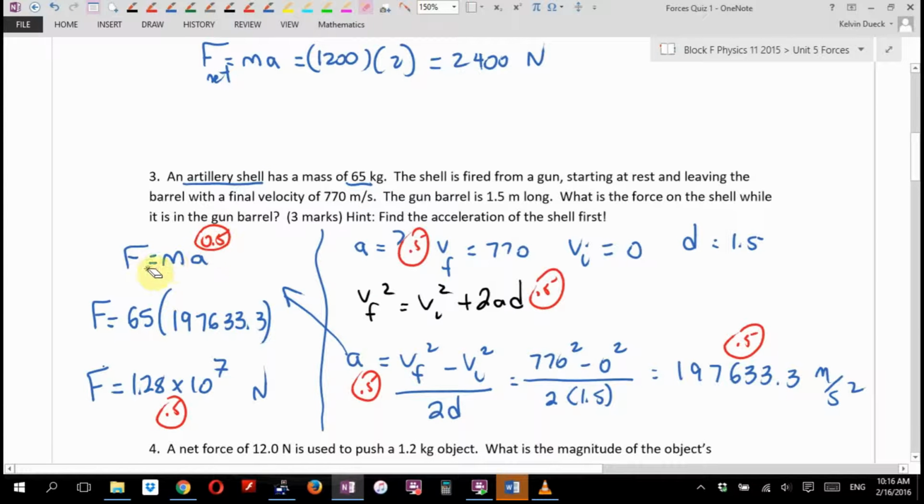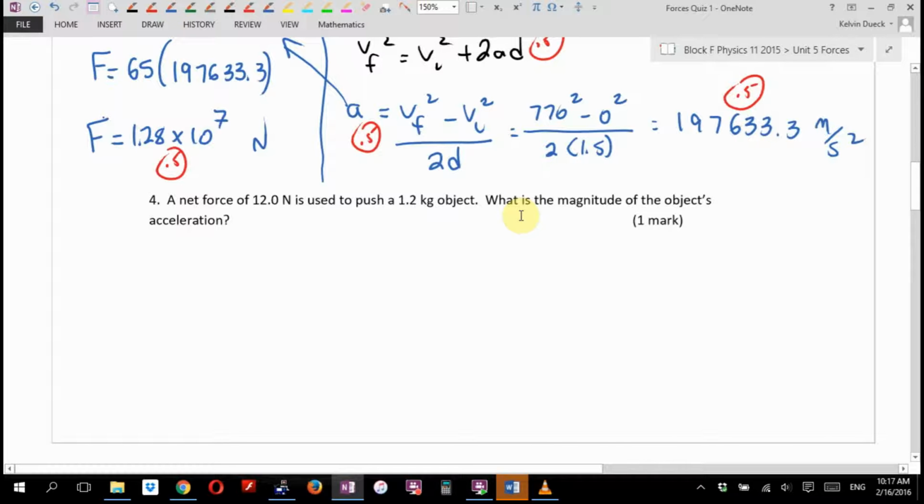You probably wrote this somewhere, okay? And if you took your wrong acceleration and multiplied it and got an answer, the only place I would ding you a half mark is here, and for this I would give you 2 out of 3. Okay? 1, 2, 3, 4, 5, 6. Yeah, that works.